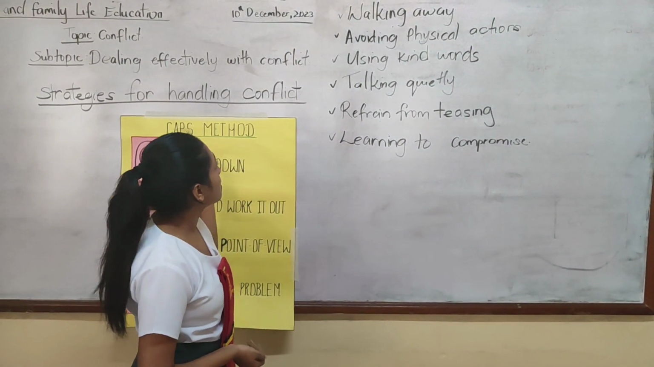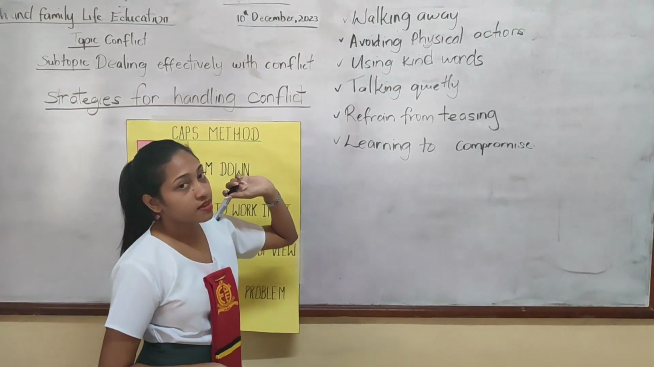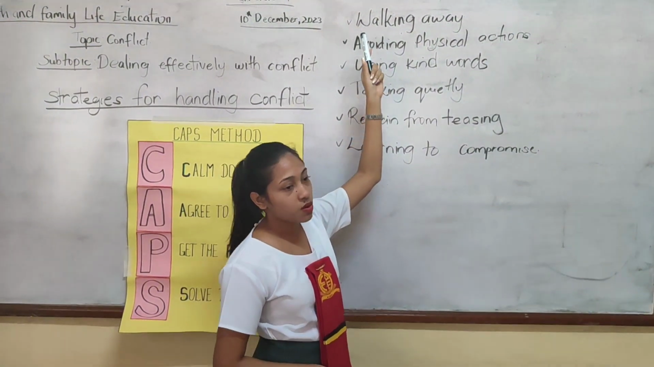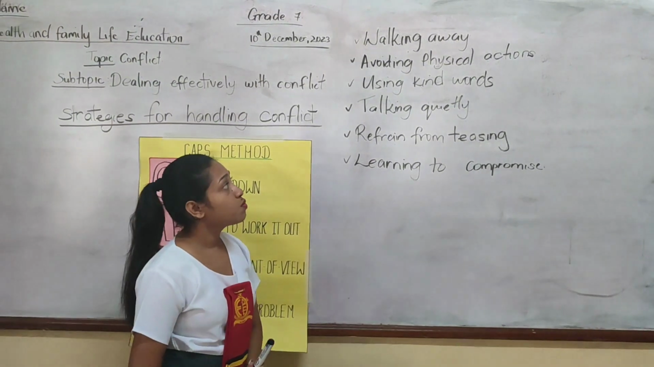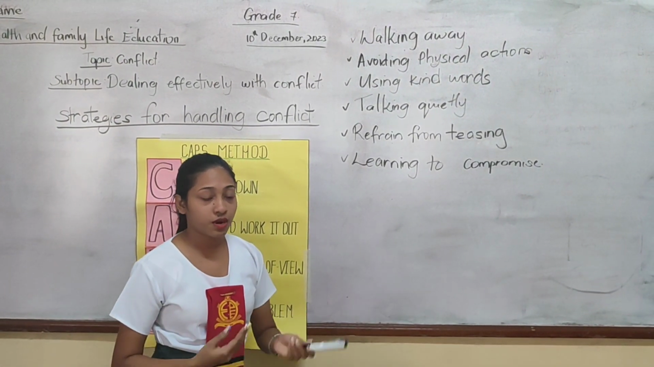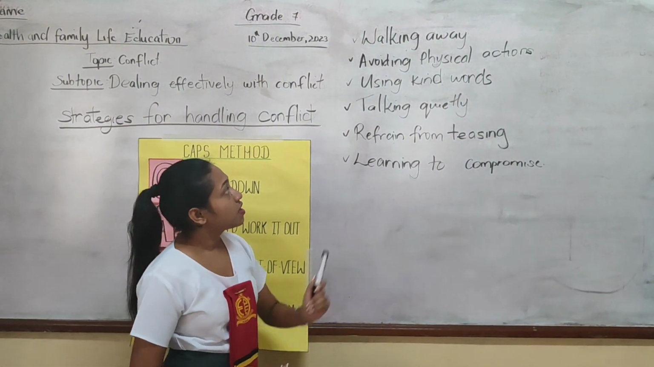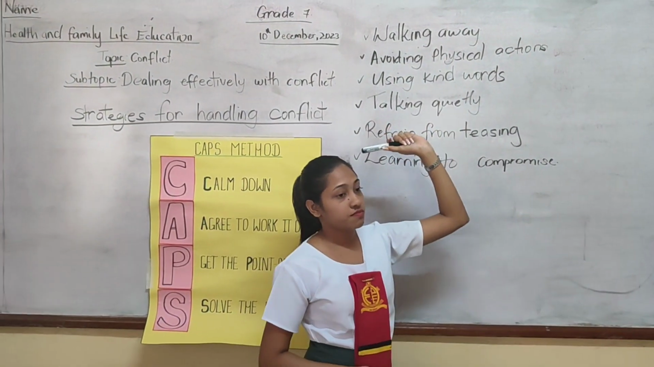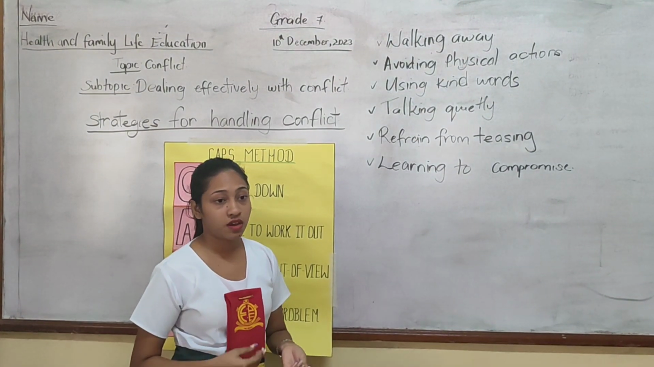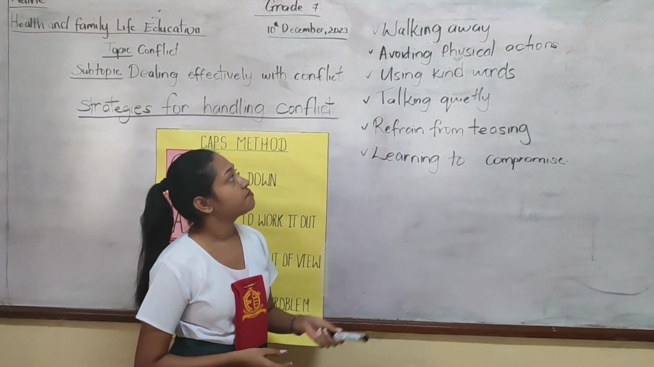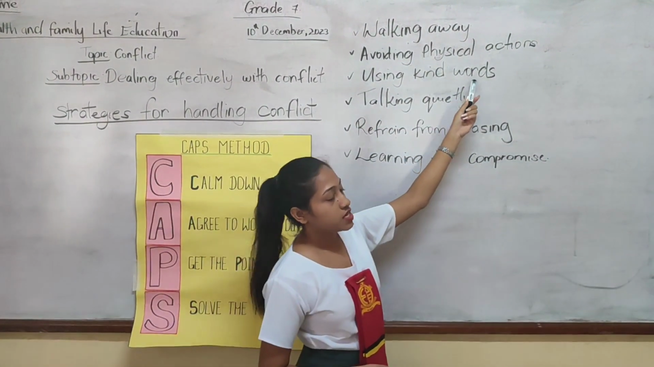Alright, so on the board I have some other strategies for handling conflict. The first one is walking away. Now when you're faced with a situation, you walk away from it. Like if you're in a problem, you walk away from it. Avoid physical action. So when you walk away, you won't have to fight, or you don't have to be in a tussle or anything.